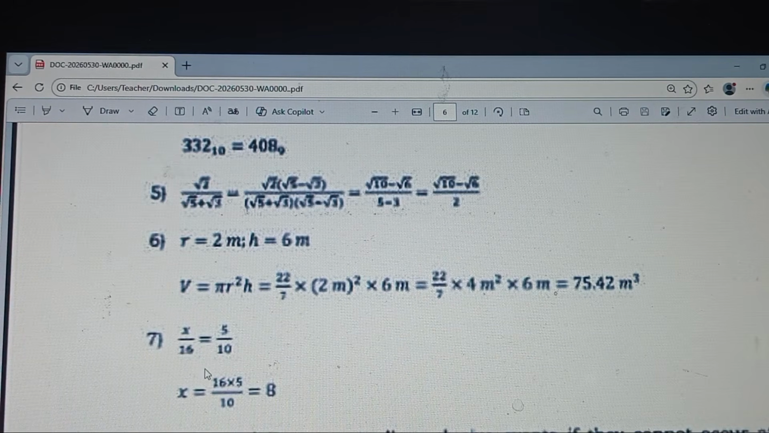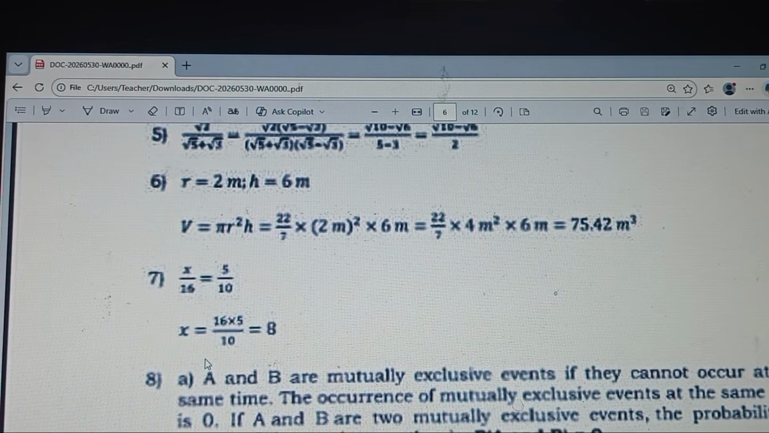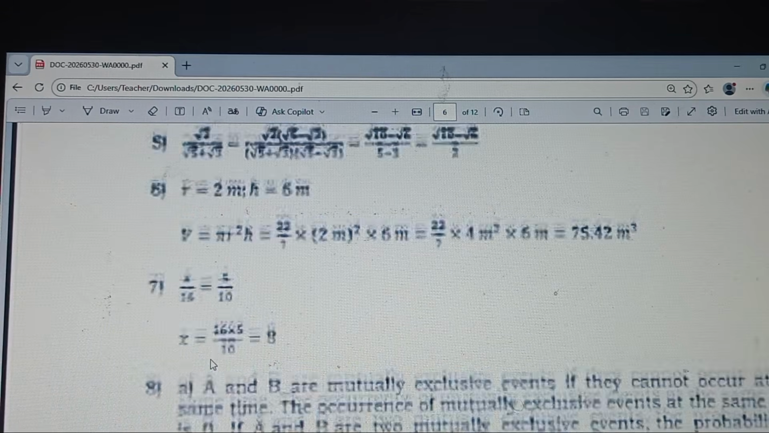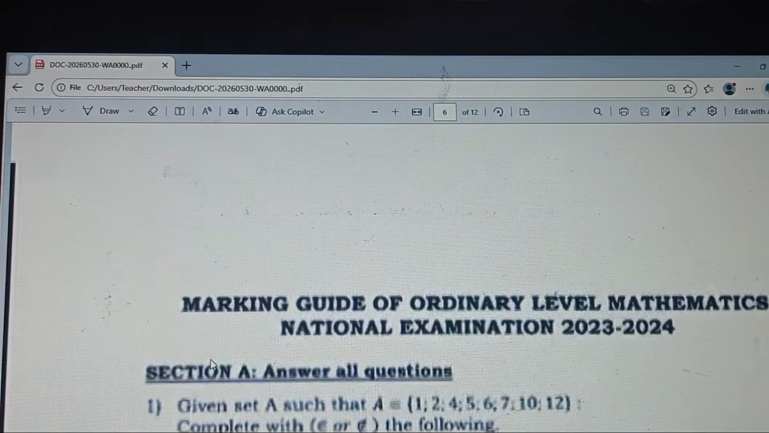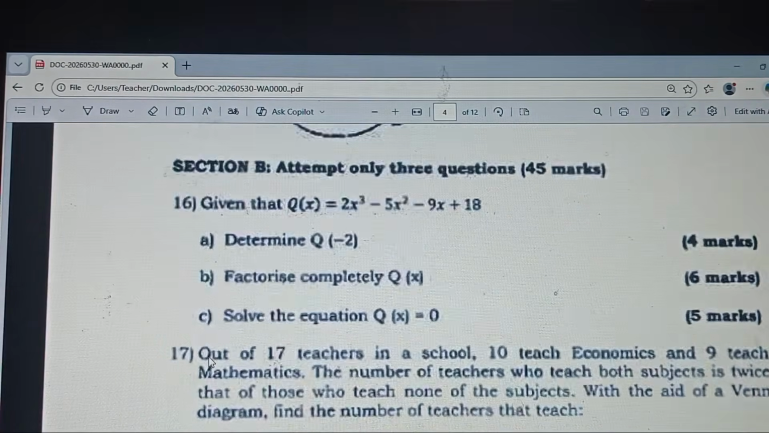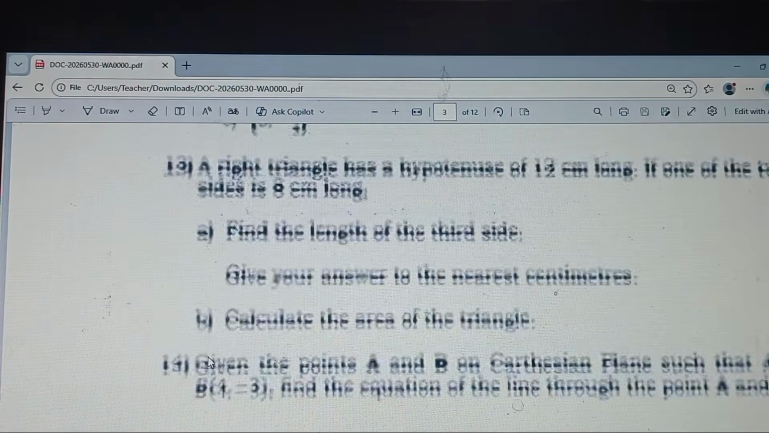Question number 7, that's Thales' theorem. Let me come to the question. Wait, please, wait.